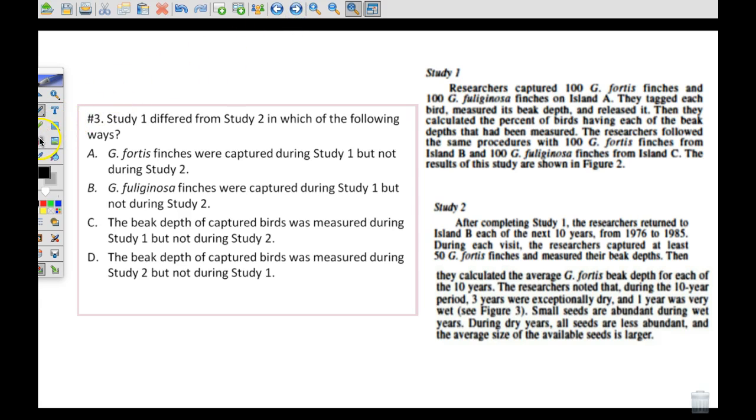Question number 3 asks, Study 1 differed from Study 2 in which of the following ways? And in this particular question, you had to read both studies again to determine how to contrast these two things. In Study 1, researchers captured both G. fortis and G. fulginosa finches on the island. But in Study number 2, they only mentioned G. fortis. So that leads you to believe that B is the correct answer, that G. fulginosa finches were captured during Study 1, but not during Study 2.